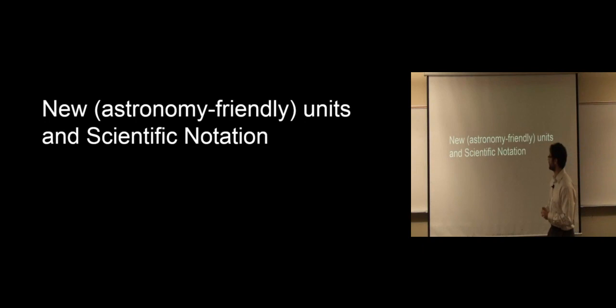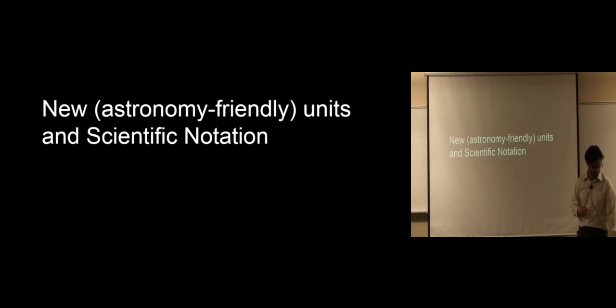Okay, so first, serious order of business is we need new units, and we need to talk about scientific notation. This is the serious ditch digging that we have to get through mathematically before we really understand the cosmos. And hopefully at the end of this, you're going to start developing an intuitive sense about how big is big and how far certain objects are separated in space.